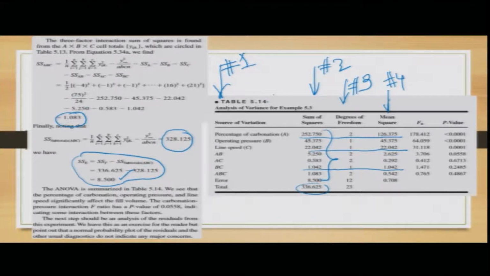The P value, depending on the level of significance, is basically 0.0558, indicating some interaction between these factors. The next step would be an analysis of the residuals from this experiment. We leave this as an exercise, and one can solve it very simply to find out what the results are.